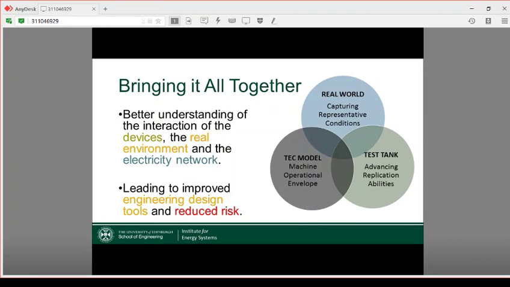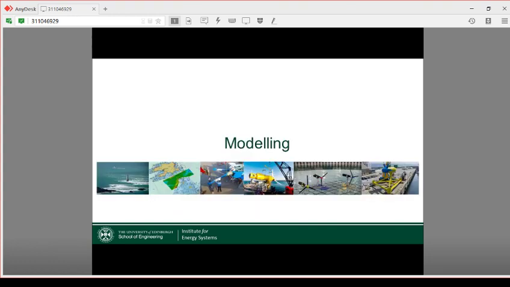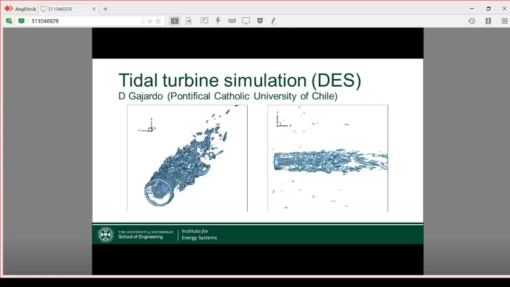So we want to bring it all together. We need to understand the interaction of devices in the real environment and the electricity network if we're going to improve engineering design tools and reduce risk. If we reduce risk, we reduce the price of the projects, and then things start to become economically viable.